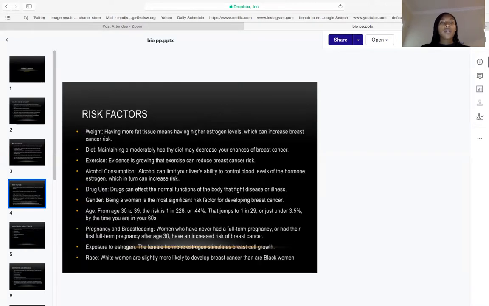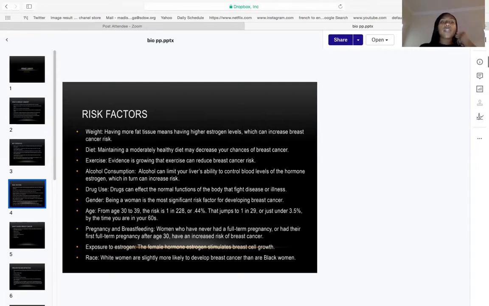Risk factors. Weight. Having more fat tissue means having higher estrogen levels, which can increase cancer risk. Diet. Maintaining a moderately healthy diet may decrease your chances of breast cancer. Exercise. The evidence is growing that exercise can reduce breast cancer risk. Alcohol consumption. Alcohol can limit your liver's ability to control blood levels of the hormone estrogen, which in turn can increase risk. Drug use. Drugs can affect the normal functions of the body that fight disease or illness.